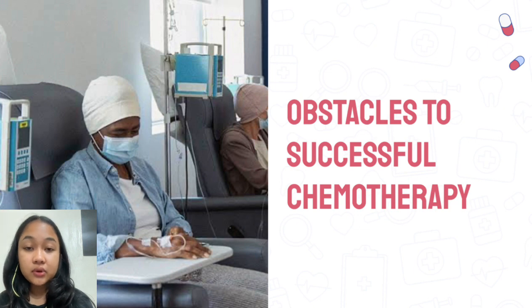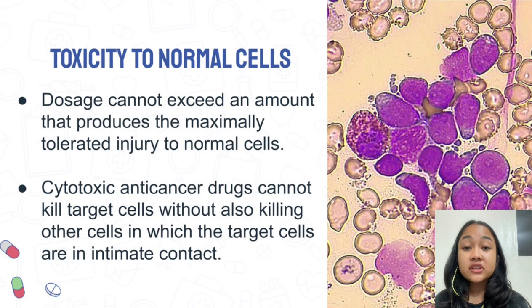Obstacles to successful chemotherapy. Why is there no perfect anti-cancer drug yet? So the first obstacle is its toxicity to normal cells. Dosage of anti-cancer drugs cannot exceed the amount that produces the maximally tolerated injury to cells. We can give a large amount to cancer patients to produce a cure, but it will most likely kill the patient since these drugs do not have selective toxicity. Meaning, unlike antibiotics, which can distinguish between bacteria and normal cells by their cell walls, these drugs cannot distinguish between neoplastic and normal cells since both cells are very similar.